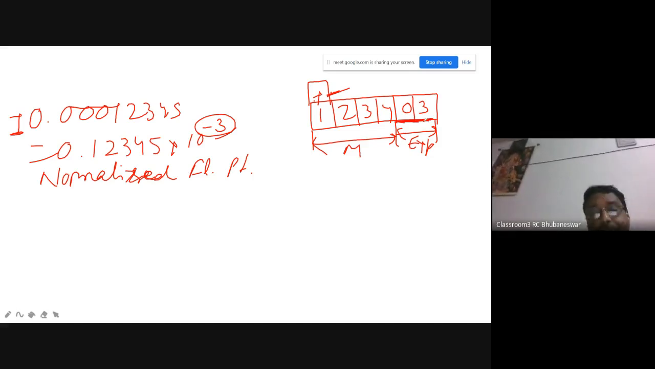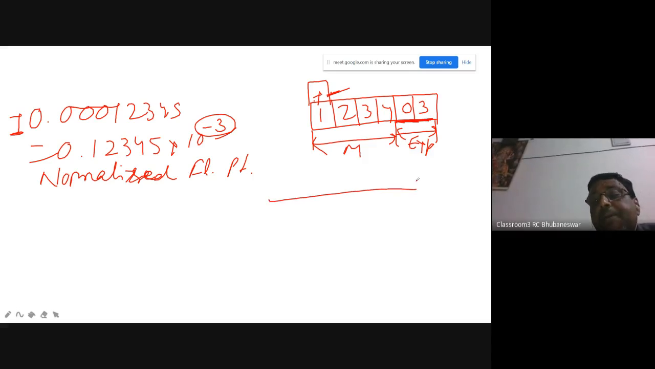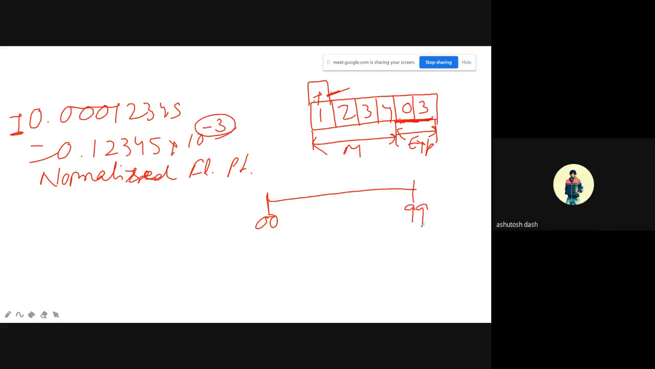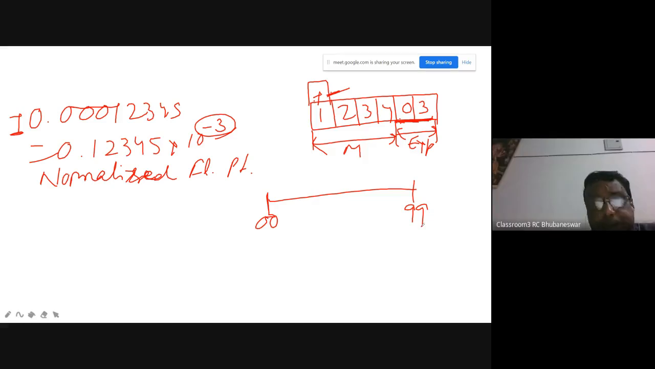For that reason, they thought of and found a way, and how it has been possible, they will take a scale. So in exponent, we are taking only 2 digits. So the minimum is how much? 0, 0. If I put here, minimum is 0, 0 and maximum is 99. Am I right? 0, 0 is the minimum and maximum is 99, with this 2-digit number.